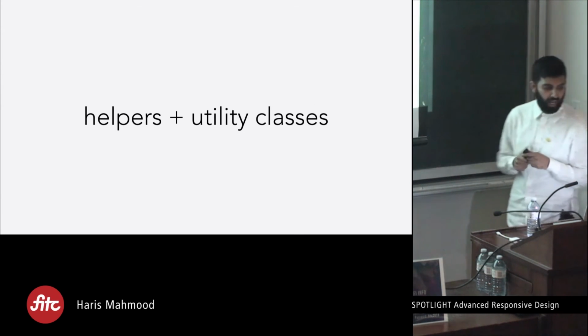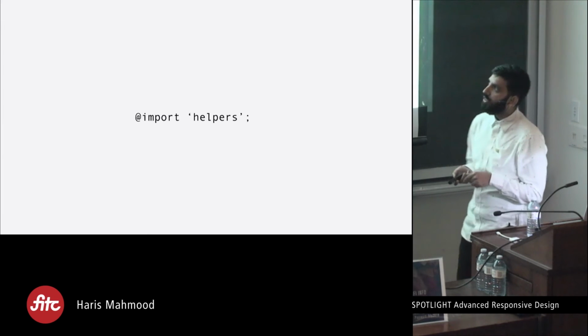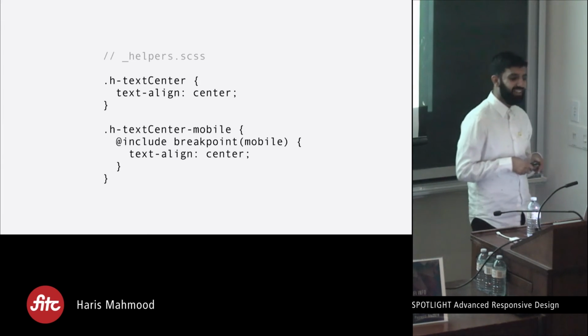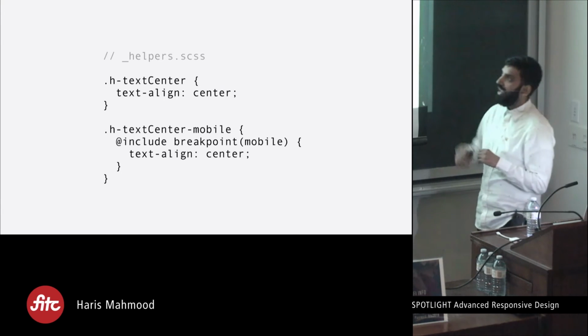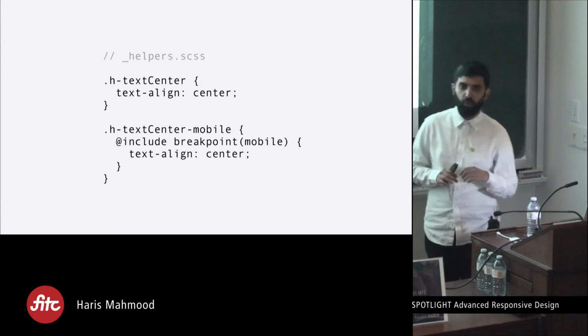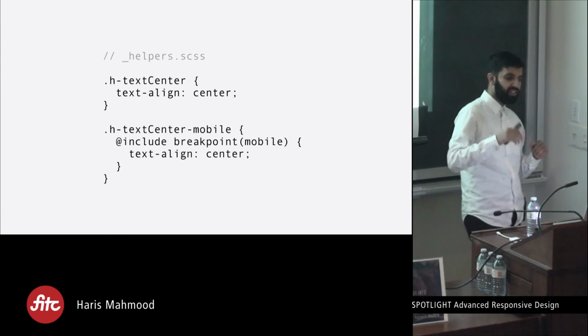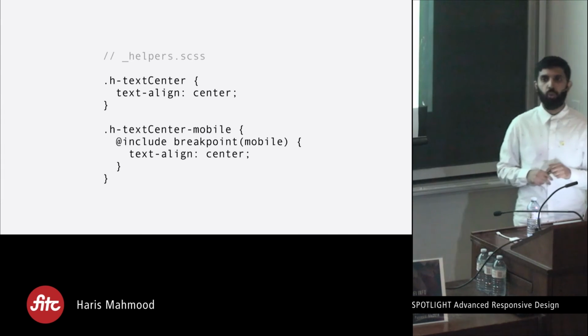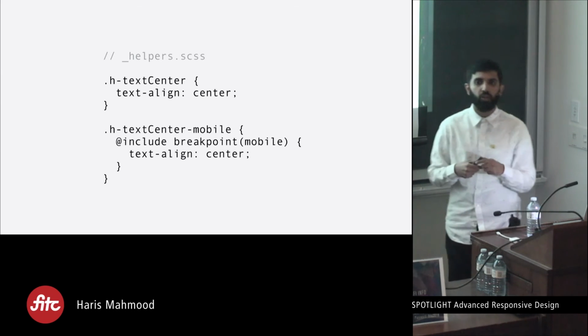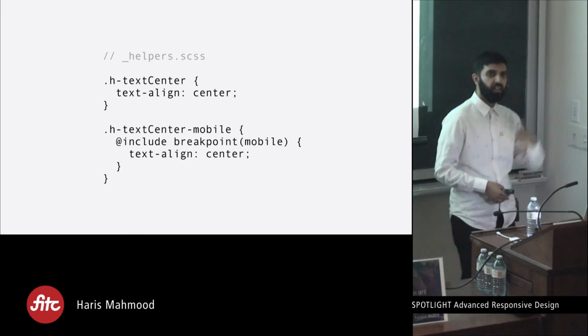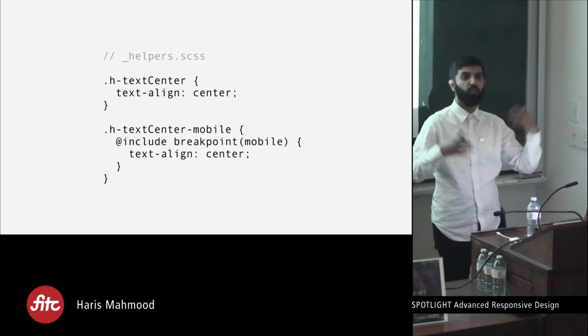You can also use helpers and utility classes. So we could import another file that has things like h.textCenter that just centers some text, and also h.textCenter-mobile, where you have a breakpoint and applies text-align center just at that breakpoint. So you can start using these classes to apply small changes to your layout instead of having to repeat text-align center, text-align center, text-align center over and over again.